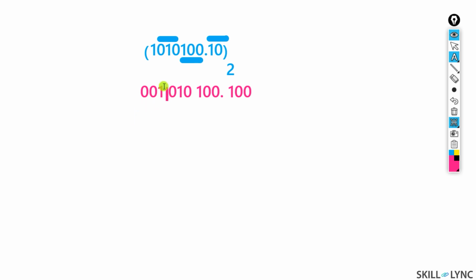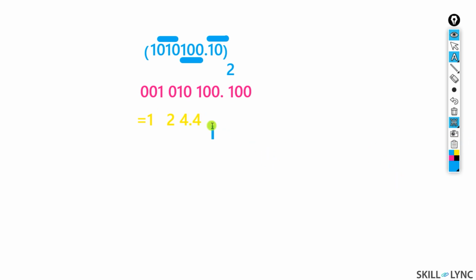Next the rule says you have to write the equivalent decimal values of this string of bits. 001 is 1. 010 is 2. 100 is 4. Dot 4.